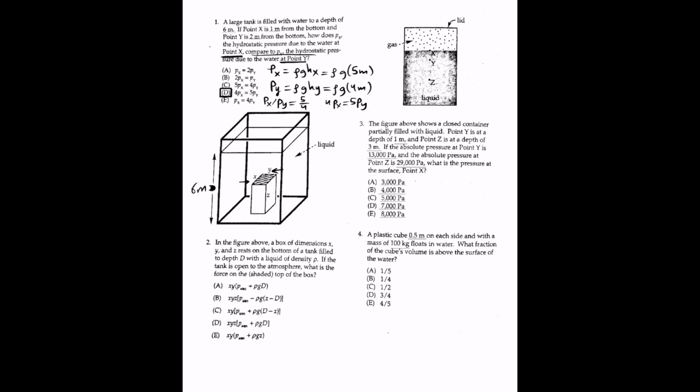So because the top of the box is at a depth of d minus z below the surface of the liquid, the pressure on the top of the box is equal to P atmosphere plus rho g times h, equal to P atmosphere plus rho g times (d minus z). The area of the top of the box is equal to xy, and so the force on the top of the box is equal to PA, equal to P atmosphere plus rho g times (d minus z), times xy. And the answer is C.